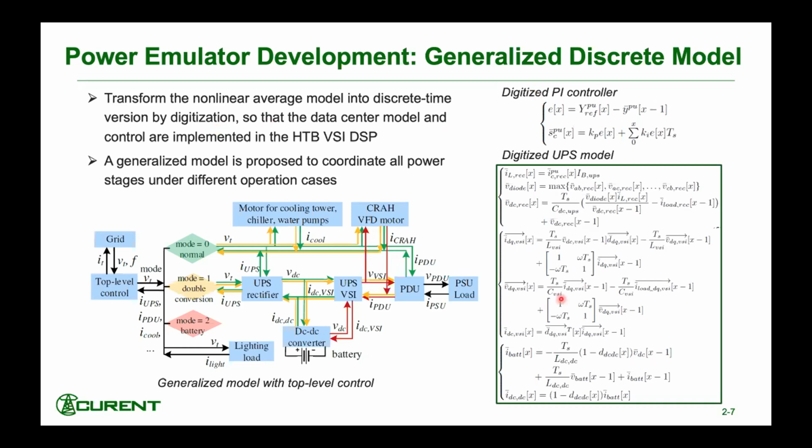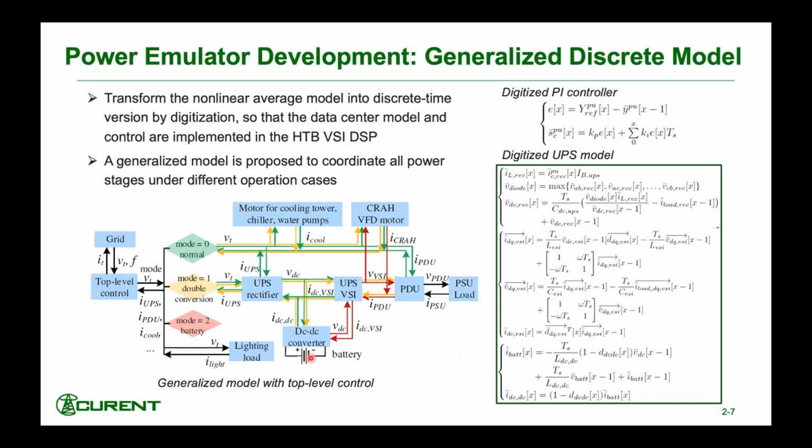For example, I show here, the PI controllers are transformed in this form, and this is the model for the UPS converter. Similar models are also derived for other power components. In addition, we know that the data center has many different power stages. So to coordinate all these power stages, and also have a generalized model in different operation cases, we proposed a generalized model for the power emulator.